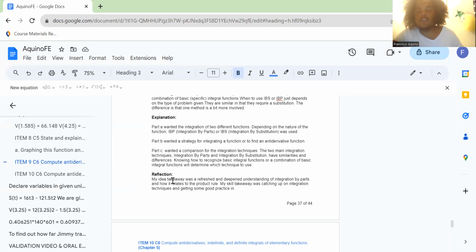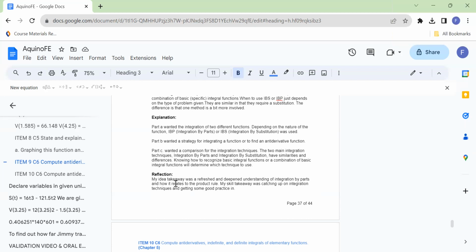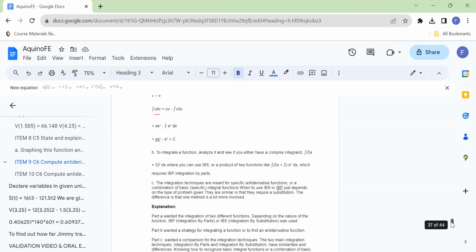Then for my reflection, my idea takeaway was getting a refresher on integration by parts and just how it relates to the product rule. Just getting a deeper understanding of that relationship. That was the takeaway for me. Then as for my skills, it was catching up on integration techniques and getting practice. Because prior to this point, I had been focusing on the current topic, and so I didn't have time to practice integration by parts or integration by substitution. So yeah, and that's my reflection.